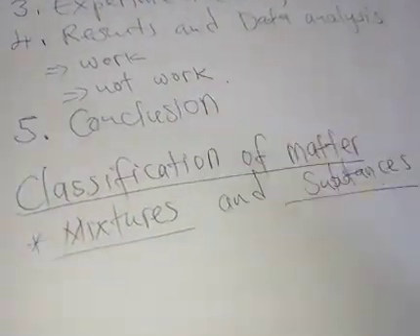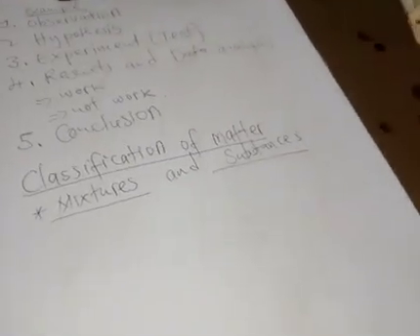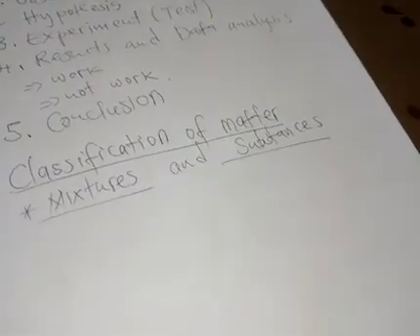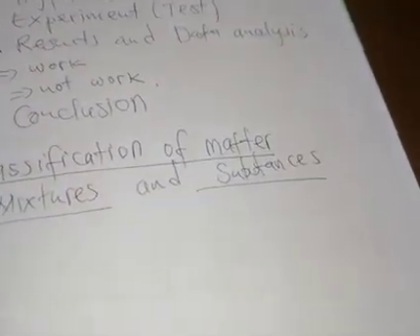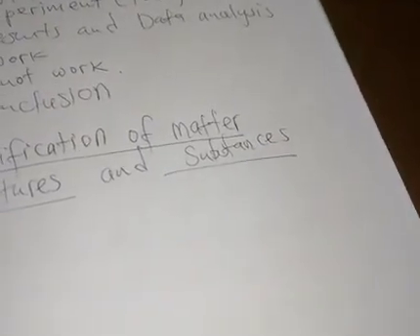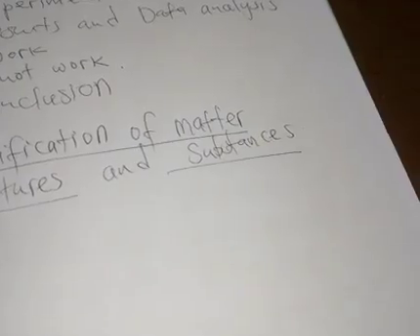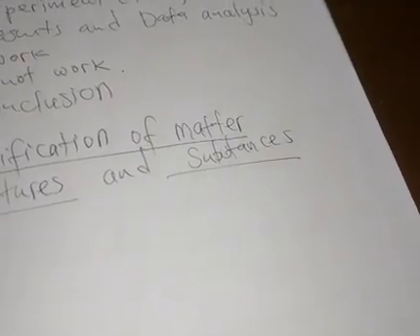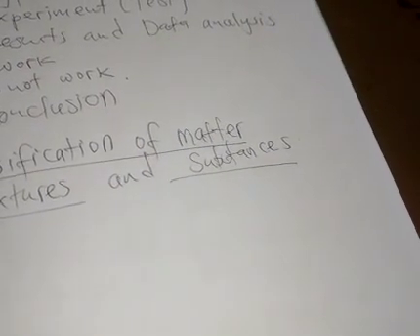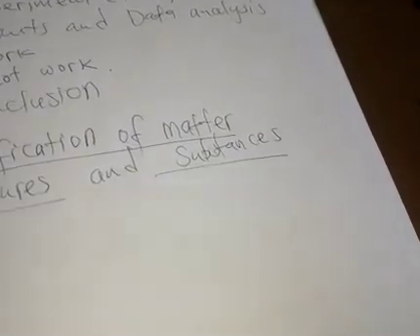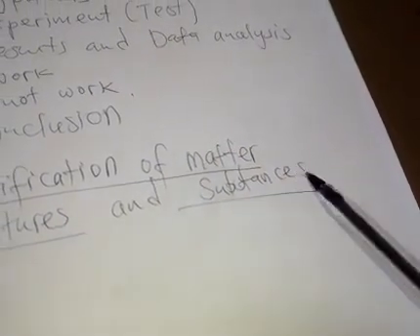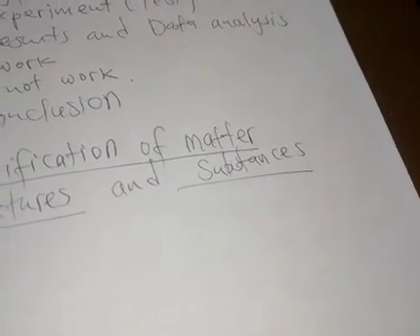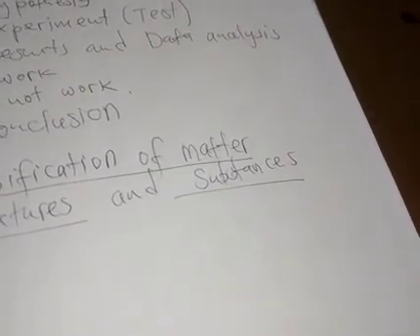Mixtures and substances. So we can classify matter into mixtures and substances. Let's start with substances. What is a substance? By definition, a substance is a form of matter that has a definite or constant composition and distinct properties. So a substance is simply a form of matter that has a definite or constant composition and distinct properties.